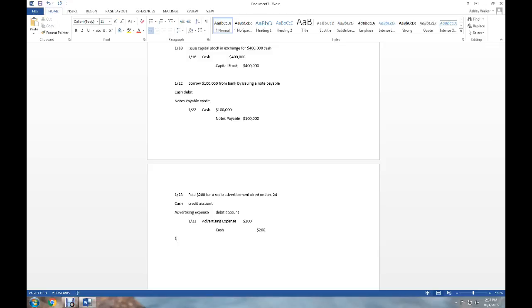Let's do a revenue. So on January 25th, we're going to provide $5,000 worth of services to clients for cash. So our first account we're going to be affecting is cash. We're getting some money for what we do for a living in our business. So providing those services in the form of cash is a revenue. So cash is going to be our debit account, and revenue is going to be our credit account.